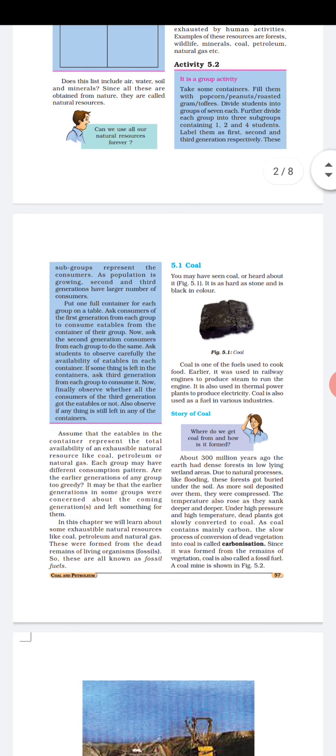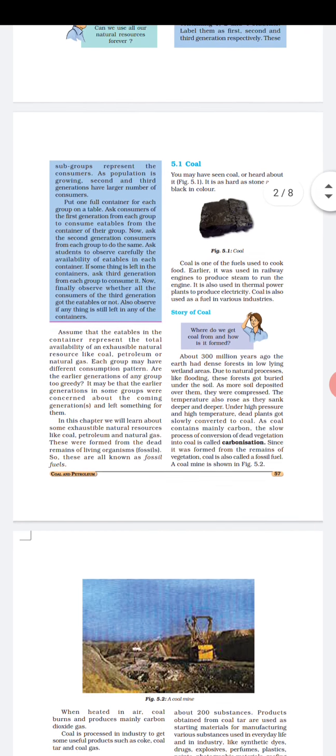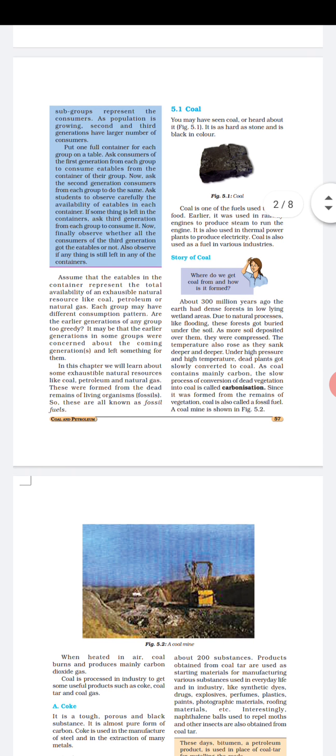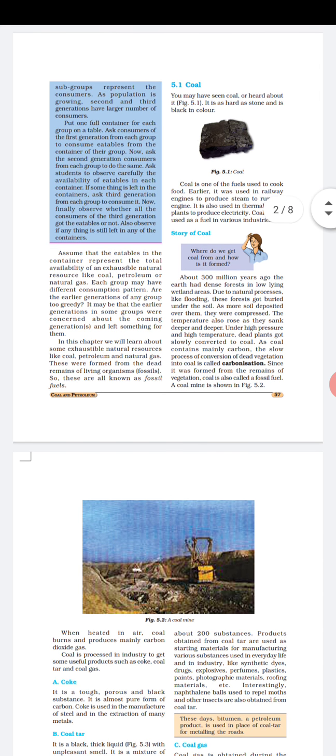Coal is one of the fuels used to cook food. Earlier, it was used in railway engines to produce steam to run the engine. It is also used in thermal power plants to produce electricity. Coal is also used as a fuel in various industries. Where do we get coal from and how is it formed? Let us see the story of coal.